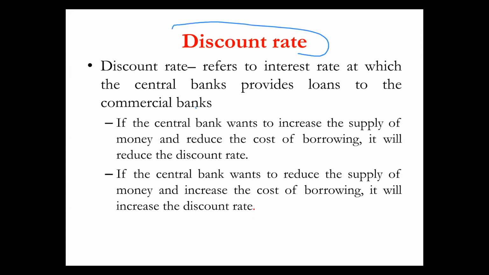And now this is what happens. If the central bank wants to increase the supply of money, they reduce the cost of borrowing, okay? Which means it becomes very cheap for commercial banks to borrow from the central bank. That will reduce the discount rate. When the discount rate becomes smaller, it becomes very cheap for commercial banks to borrow, which means most of the commercial banks will go to the central bank and borrow money, so that they can issue out loans.